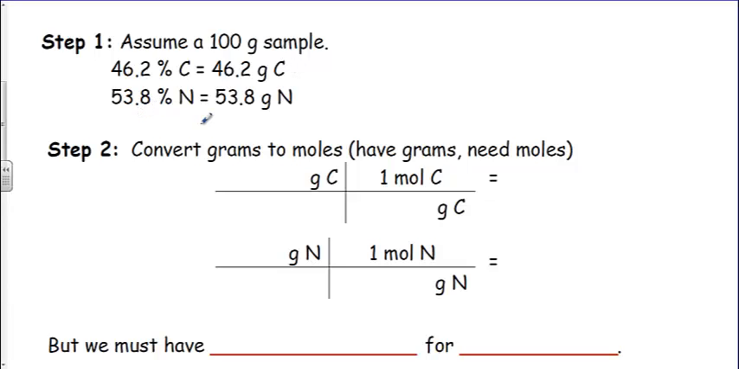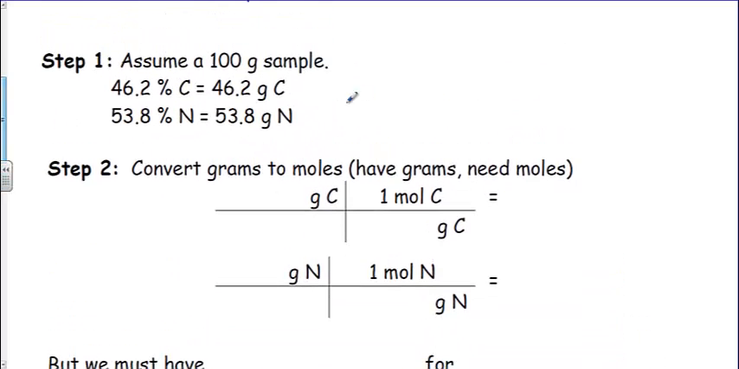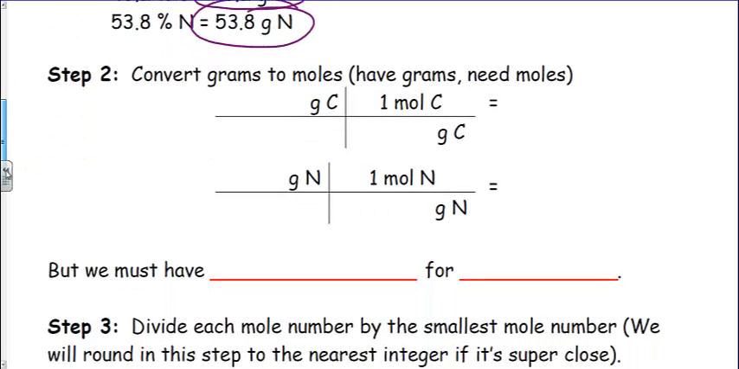53.8% of nitrogen becomes 53.8 grams of nitrogen. Step two, then we have to convert our grams to moles. And again, we have grams, and we're going to convert it to moles. How many moles of each species do we have?